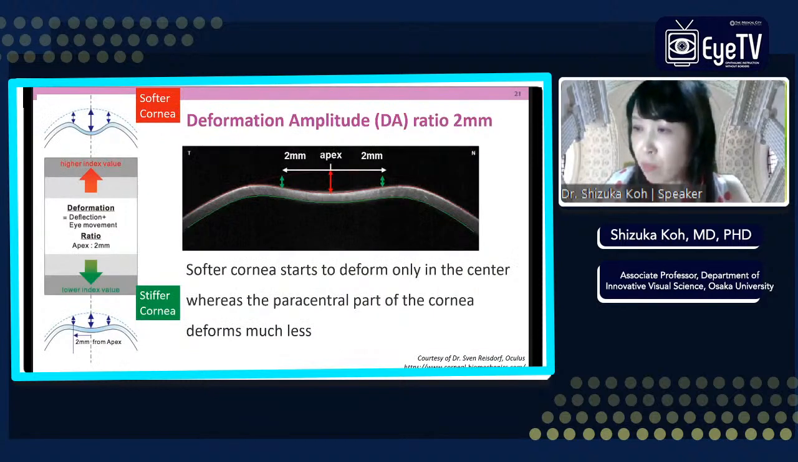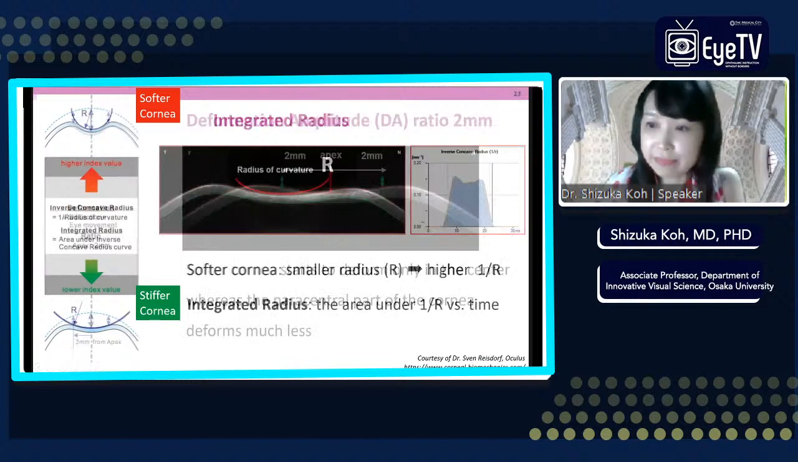DA ratio, deformation amplitude ratio 2 mm, is calculated based on the ratio between the deformation amplitude at the corneal apex and the deformation amplitude at 2 mm nasal and temporal from the apex. Softer cornea starts to deform only in the center, where the paracentral part of the cornea deforms much less. Therefore, the DA ratio is higher in softer corneas than in stiffer cornea.